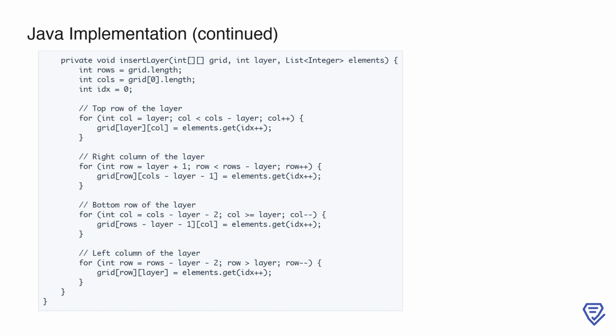This method ensures that the rotated elements are placed back into the grid in the correct order, effectively completing the rotation for the current layer. By repeating this process for all layers, the grid is fully transformed.